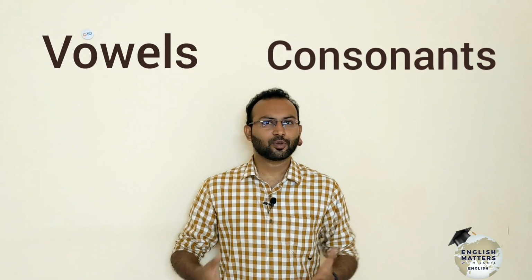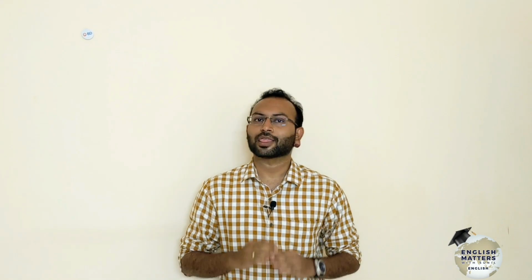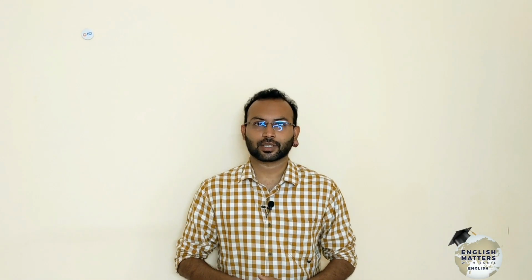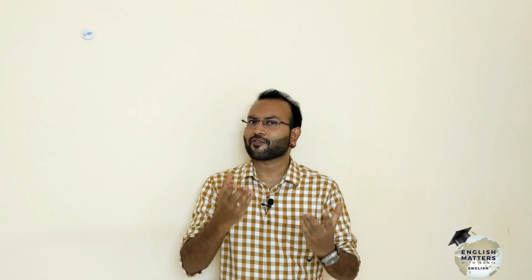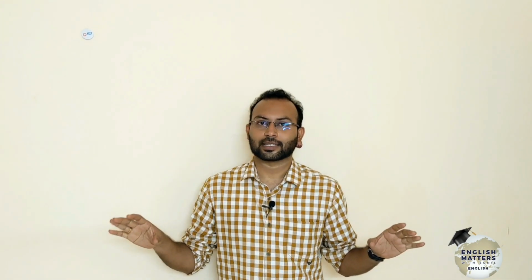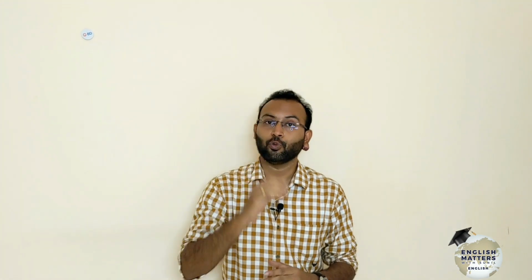Vowels and consonants. These two words seem to be so complicated, but they are not. If we know the alphabet in English, A to Z, how many letters do we have in English? Perfect, 26 letters. You know them very well, as we have learned all the 26 letters and their pronunciation in the previous video. So, in these 26 letters, there are a few vowels and few consonants.